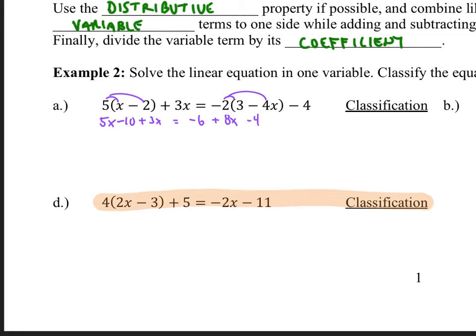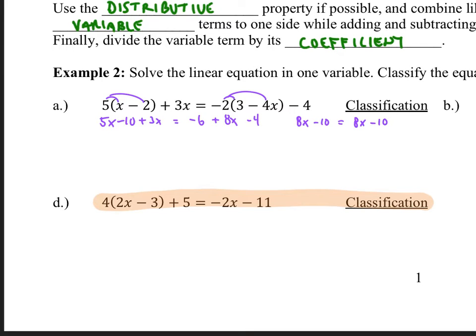Looks like on the left side I've got 2x terms, so 5x plus 3x would be 8x, and then a -10. And then on the right side, I've got some constants that I can combine, -6 plus -4. Well, I have 8x, and then -6 minus 4 is -10. Ooh, that looks familiar.